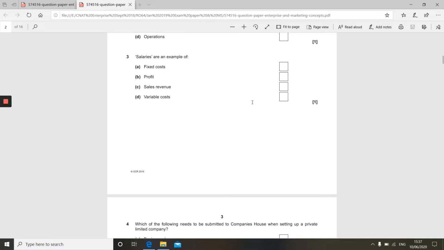So if you think of something like a school, and the school are paying out all the different teachers' salaries, is that money coming in? Is that money going out? And if it's money going out, what kind of expense is that? Okay.